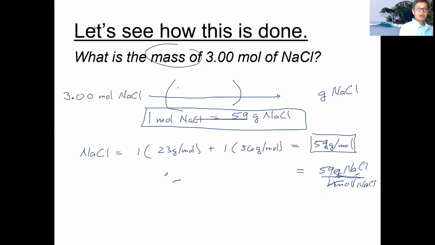And so how do we plug it in? Well, we want grams of sodium chloride on top. So we have grams of sodium chloride over 1 mole of sodium chloride. And why do we set it up that way? So that the moles of sodium chloride will cancel out. And here we have then grams of sodium chloride on both sides of the arrow, which is a matter of plugging in our numbers here, 59 times 3. And we get our answer then as being 177 grams of sodium chloride. And that is the answer that they want us to get.